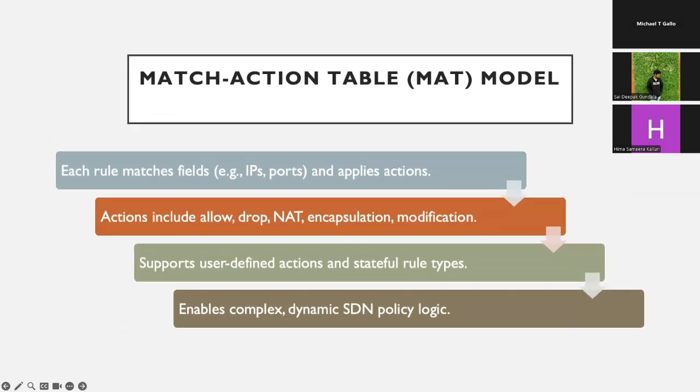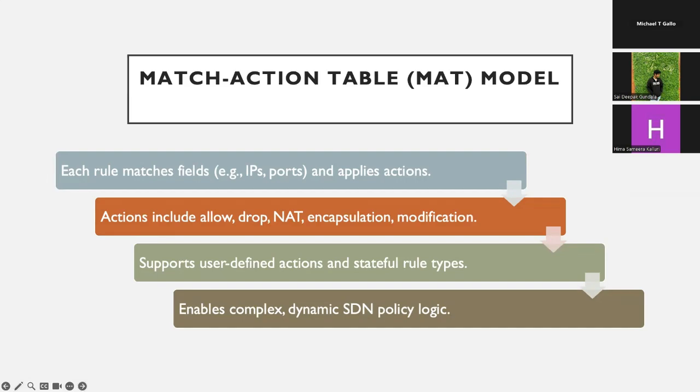which will be talking about the match action table, or the MAT model. This is the core component of VFP design. Each rule has two parts. The first is the match condition that determines which packets the rule applies to. The second is the action that should be taken when a match occurs. Match conditions can be based on any field in the packet header. This includes IP addresses, both source and destination, MAC addresses, different port numbers, protocol types, and even custom metadata. VFP supports complex matching with wildcards and ranges for precise control.